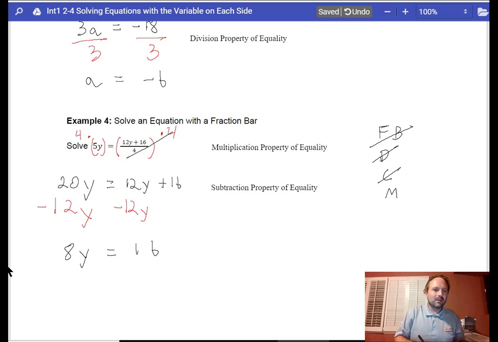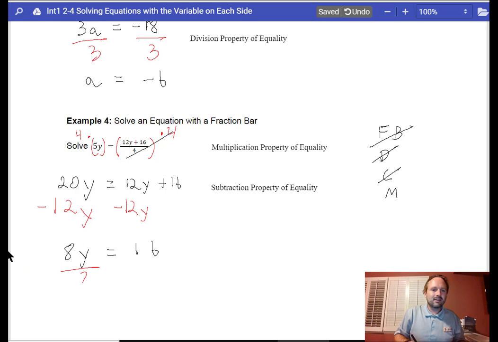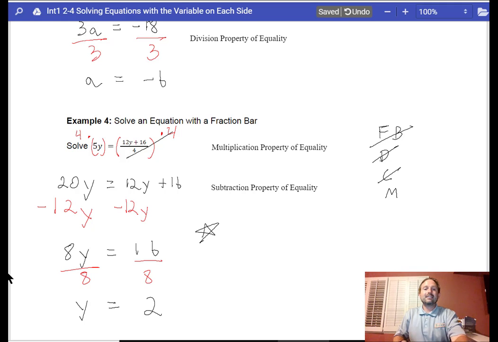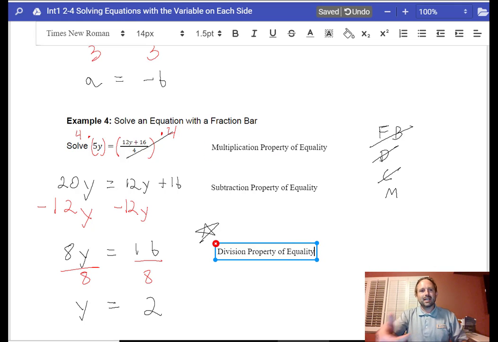All right, so I'm going to divide. I'm going to divide by 8 on both sides. Can you guys right now tell me what property of equality that is? In 3, 2, 1. All right, that's going to be the division property of equality. Well, how do we know it's the division? Because we divided by 8, that's it. The end. All right, let's go on.